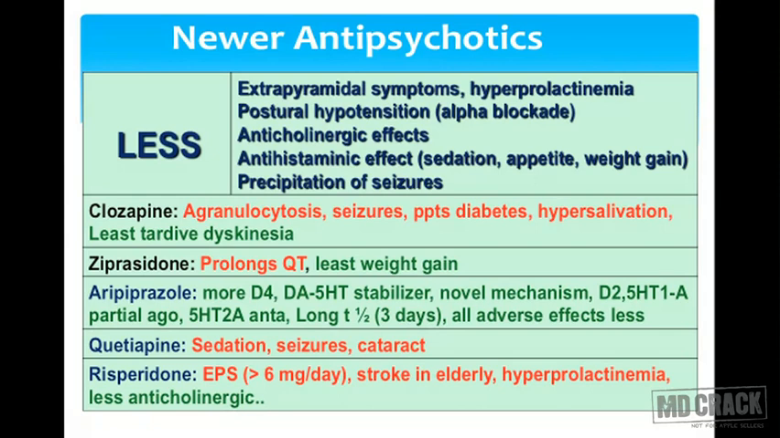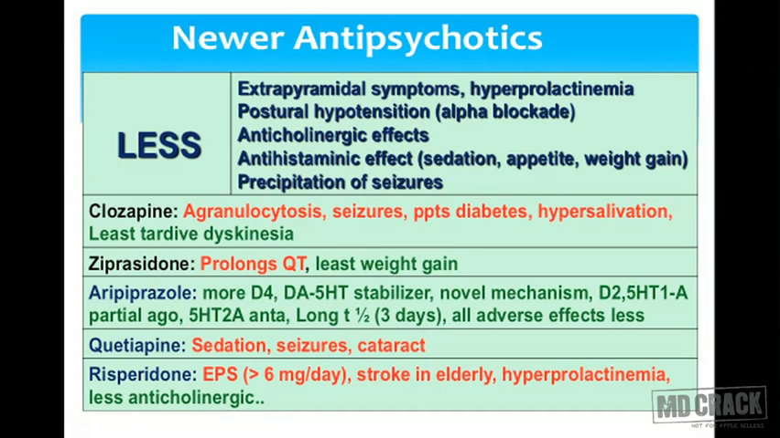Now let's go to important salient features of each of these drugs. Number one, clozapine. This produces agranulocytosis as one of the important adverse effects, and you need to monitor the blood counts of the patient. Clozapine is also known to produce seizures, to lower the seizure threshold. It can precipitate diabetes and hypertension. But the speciality of clozapine, the great thing about clozapine, is that it is least likely to produce tardive dyskinesia, an extrapyramidal symptom which happens in the long-term use of antipsychotic drugs. This is least likely to happen with clozapine.